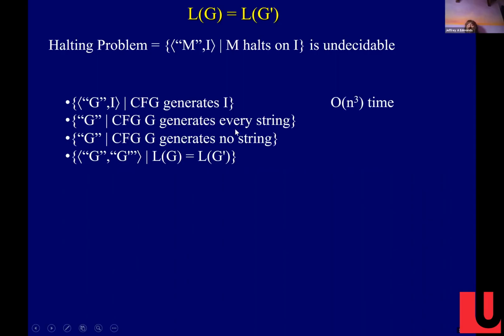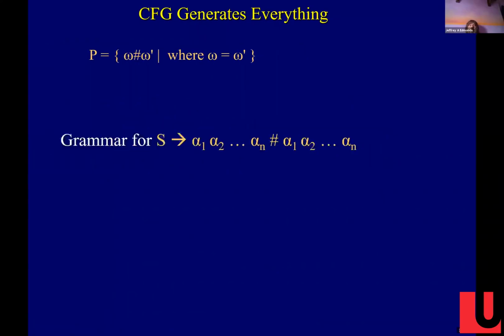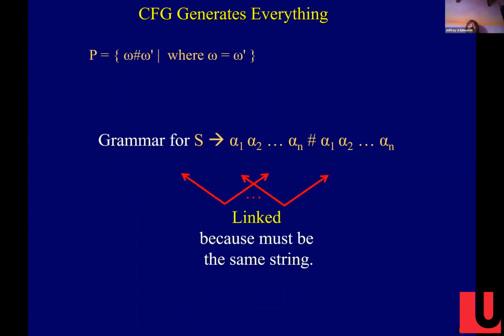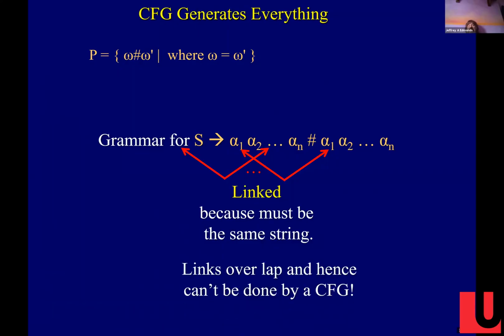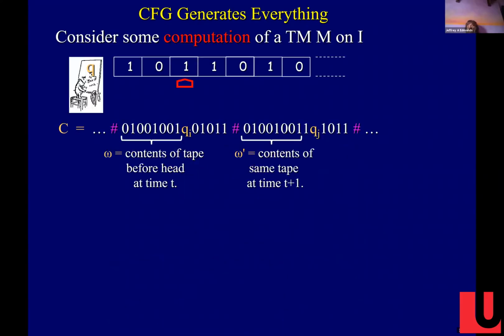Given a grammar, does it generate every string? That's undecidable. Does it generate no string? I can give you an algorithm that does that in N time. Given two grammars, do they generate the same language? Again, that's undecidable. This is just the reduction, and we don't want to do the reduction. It's all back to the Turing machines, right?